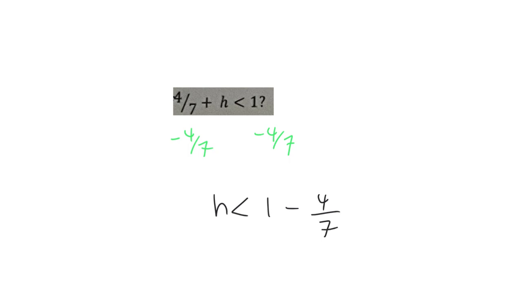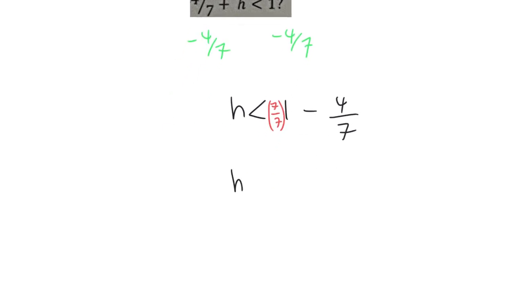Now, in order to figure out what 1 minus 4/7 is, you do need that common denominator, which would be a 7. So we should multiply this 1 times 7 over 7. And therefore, what we're really dealing with is h is less than 7 over 7 minus 4 over 7. And therefore, h is less than 3 over 7.